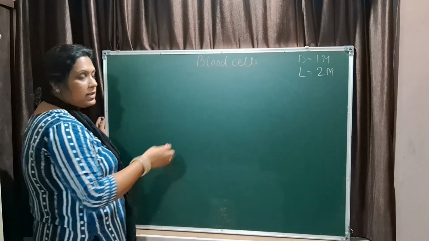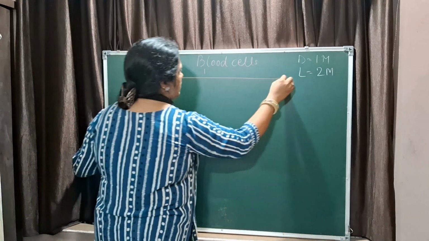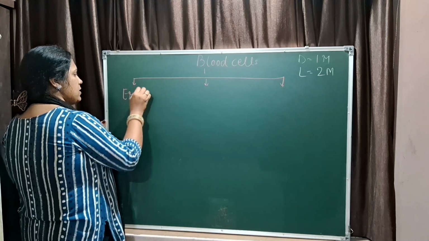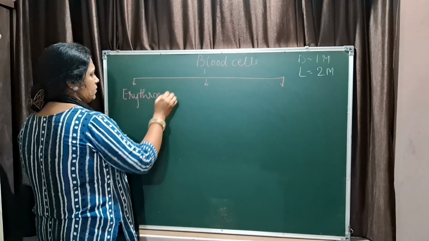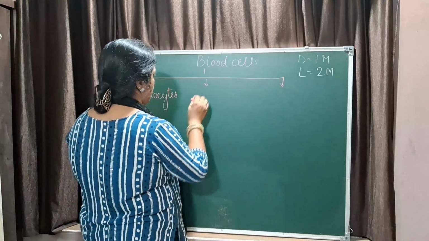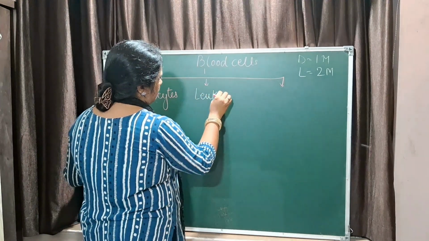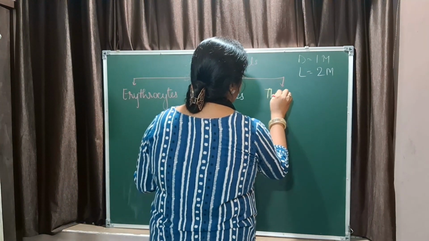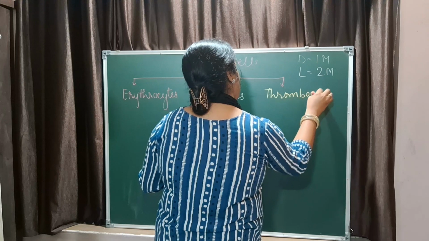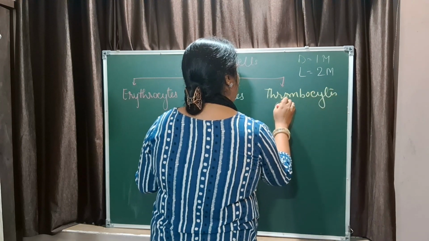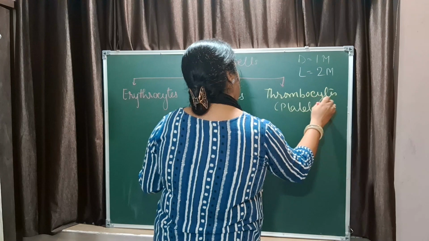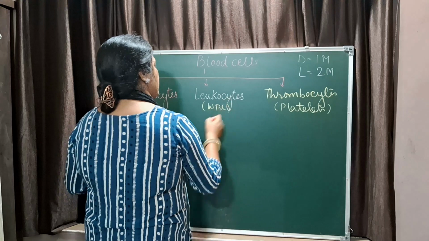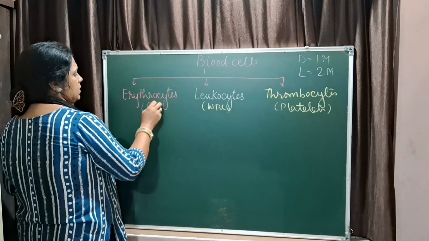Okay, now when you talk about the blood cells, there are 3 types of blood cells. You have erythrocytes, you have leukocytes, and you have thrombocytes. Thrombocytes are called platelets, and leukocytes are WBCs, and these are RBCs.